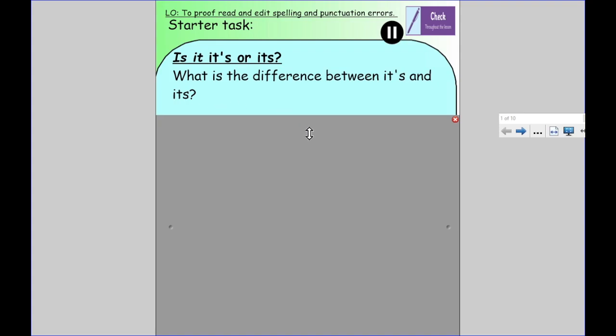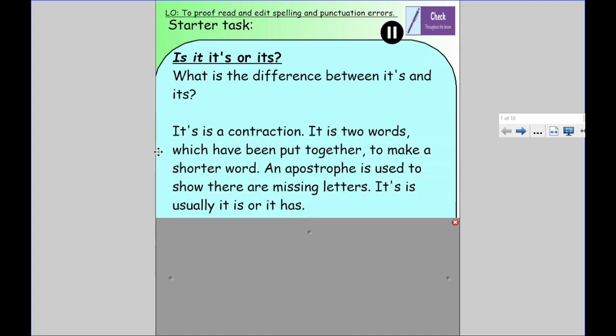How did you get on? So it's, like this, is a contraction. It is two words which have been put together to make a shorter word. An apostrophe is used to show there are missing letters. It's is usually "it is" or "it has".